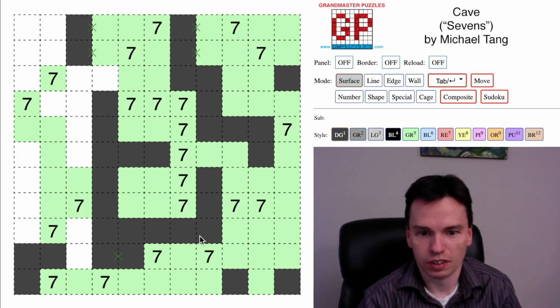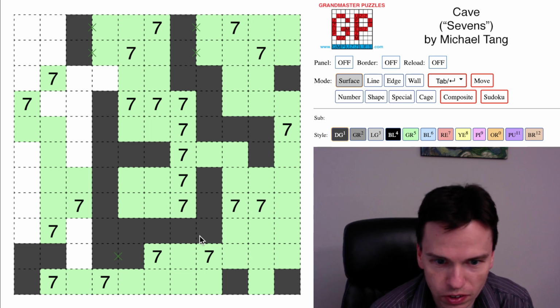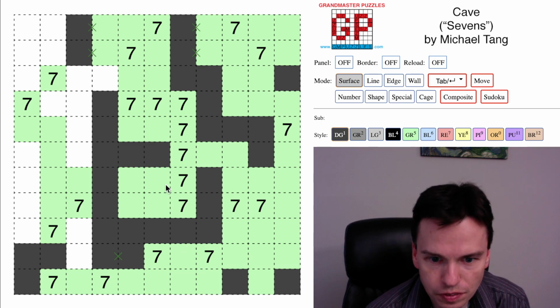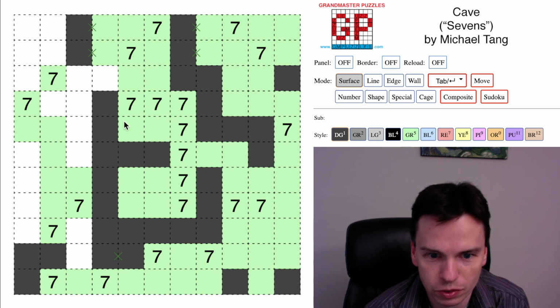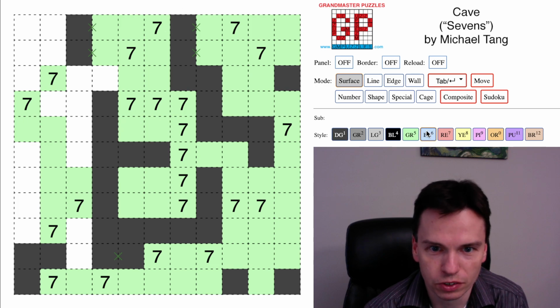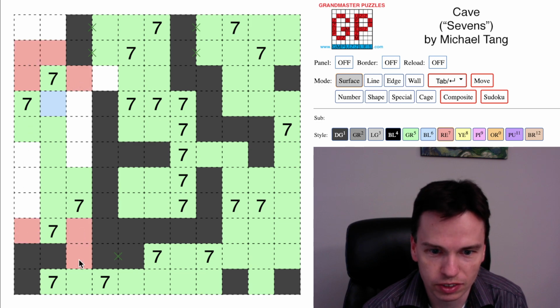So here is this stalling point of the puzzle. Trying to see what's most key here. I think probably connectivity of the cave looks key here. So there's one way that this puzzle goes where this cell is inside the cave, and that would finish out this 7 clue.